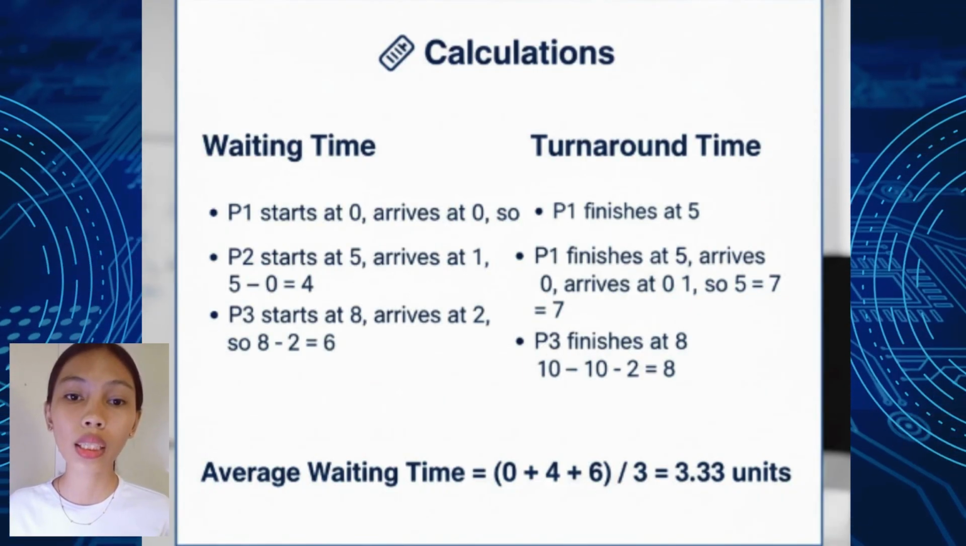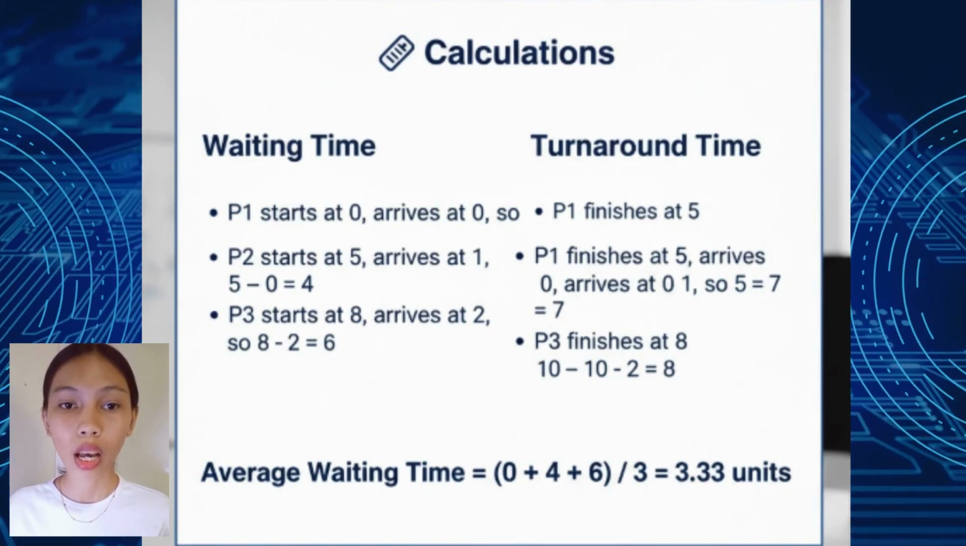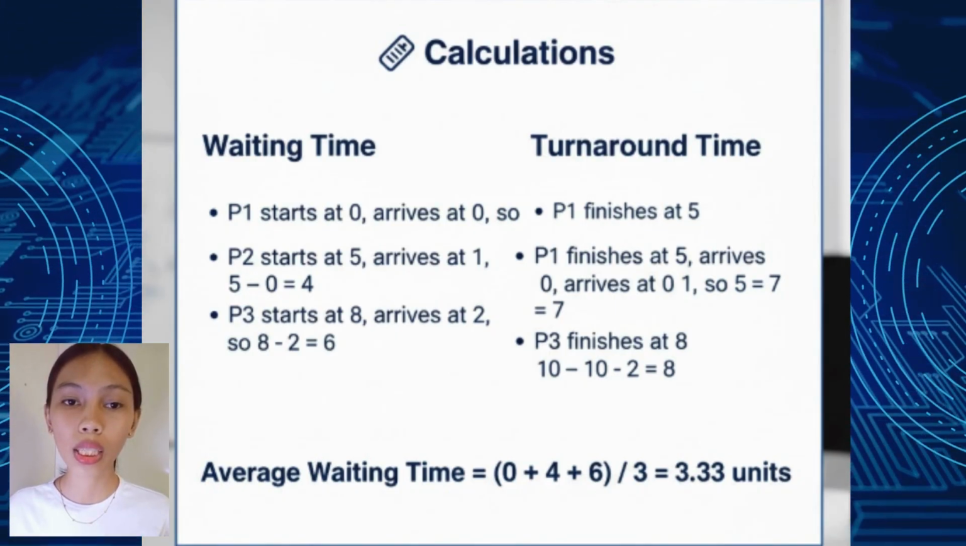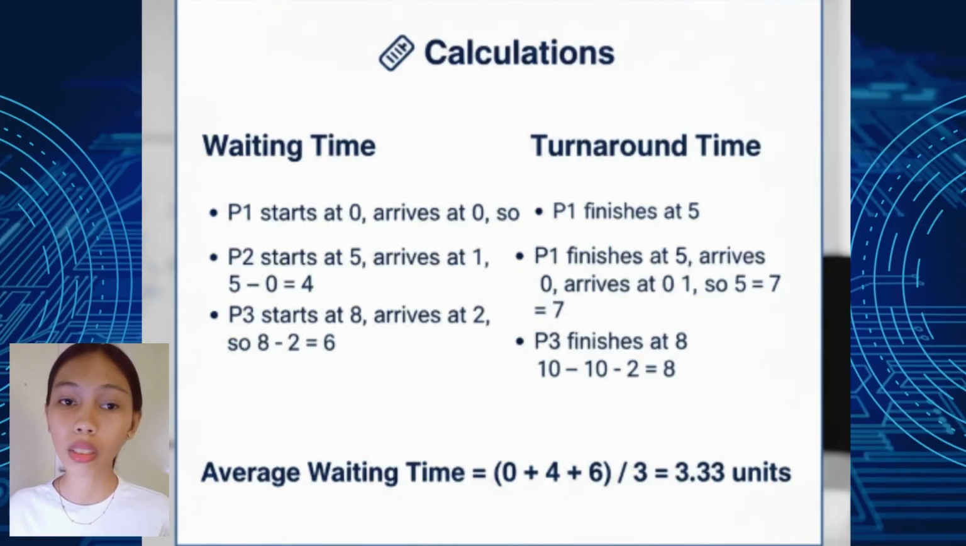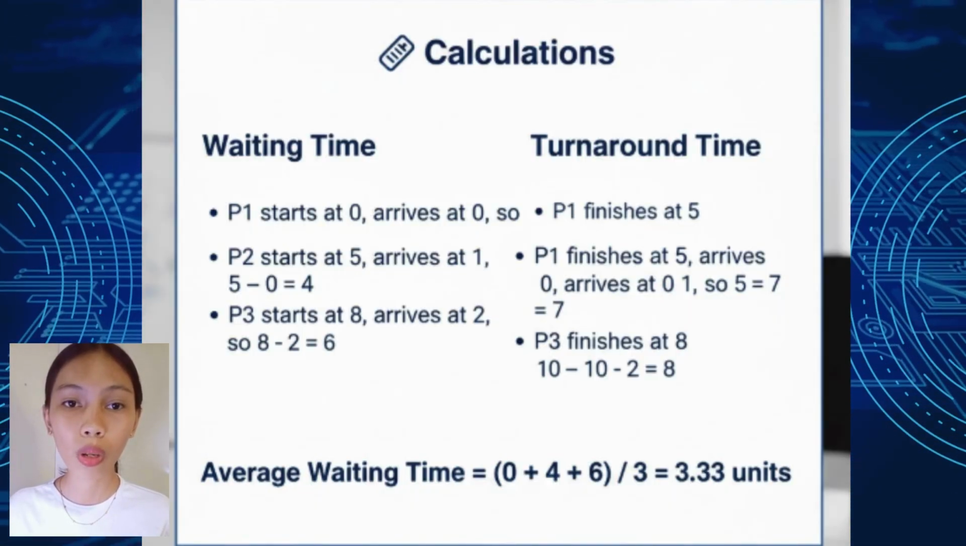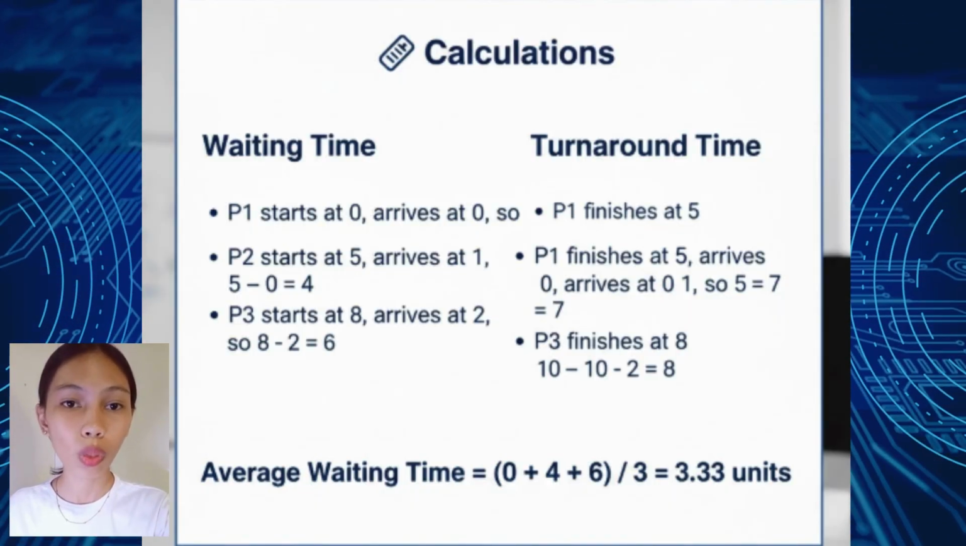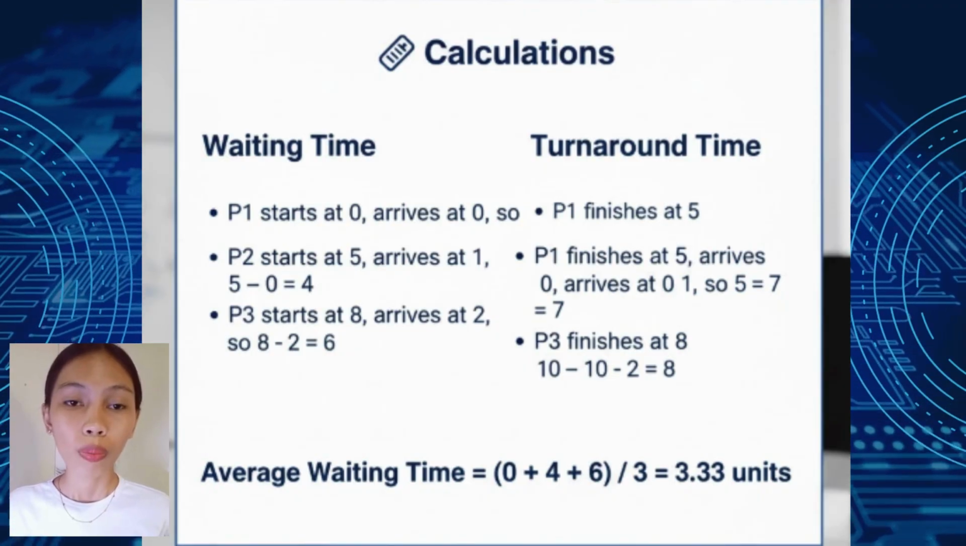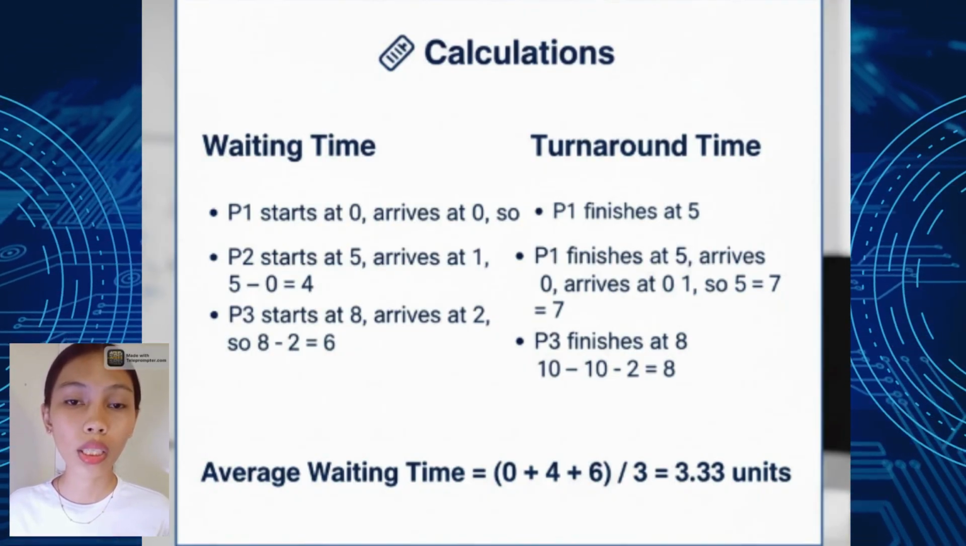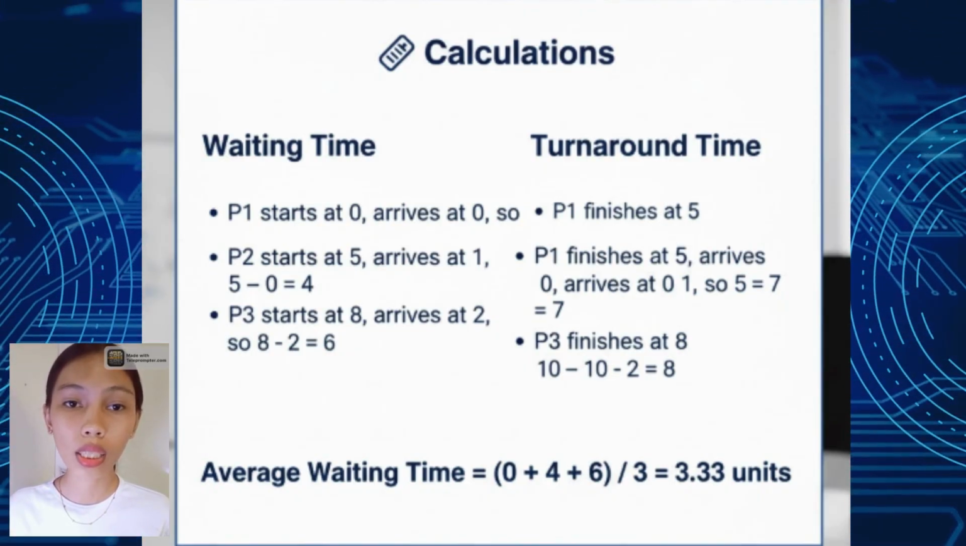Next, we calculate the waiting time for each process. P1 starts immediately when it arrives, so its waiting time is 0. P2 arrives at time 1 but starts at time 5, so it waits 4 units. P3 arrives at time 2 and starts at time 8, so it waits 6 units.